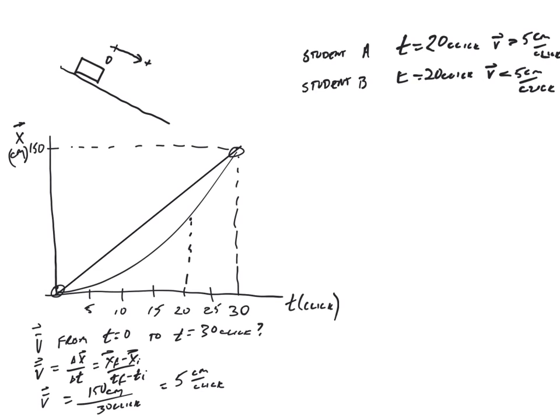But is there a way that we could find the instantaneous velocity at time 20? What if we scrunched our points even a little closer? Something like maybe that. Then we could draw a connecting line that might look something like this. Only better.